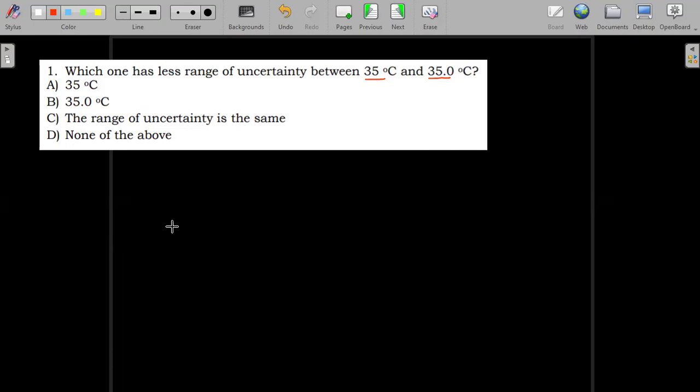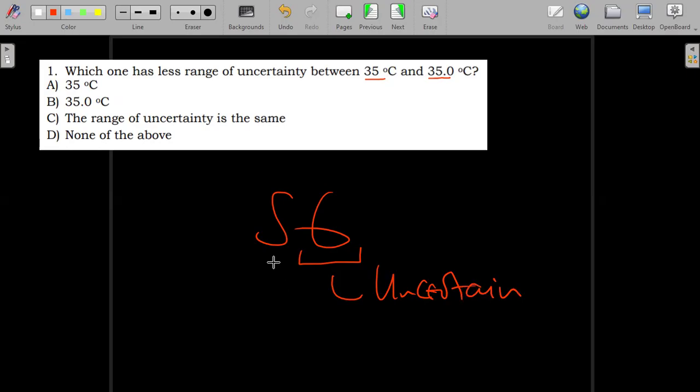So the rule is that if you are given a number, say 56, this last digit here is the uncertain digit. And the numbers that follow on the left side will be the certain digits. So this certainty only occurs in the significant figures. The uncertain digit is the last significant figure in a number. That's the uncertain digit.